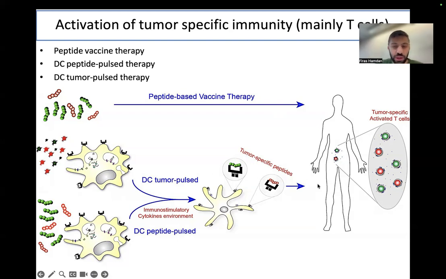And what you're trying to do is create specific T cell responses. So let's imagine here you have these red tumor peptides or these green tumor peptides. Well, you're creating T cells specifically against your red antigens or your green antigens.